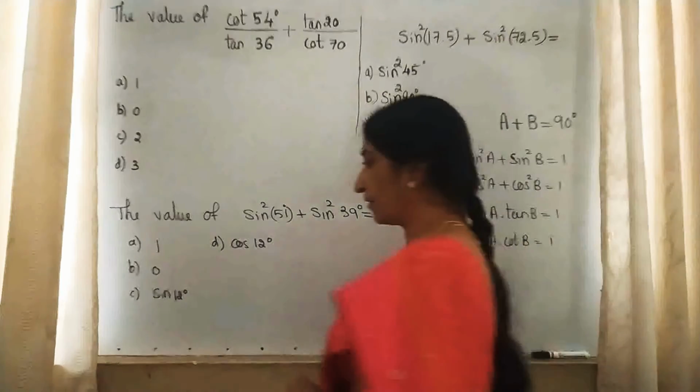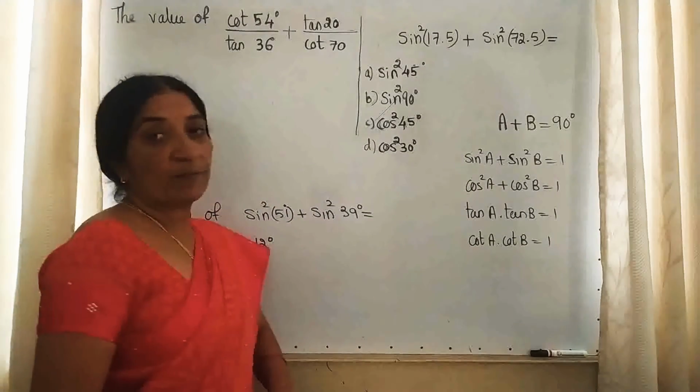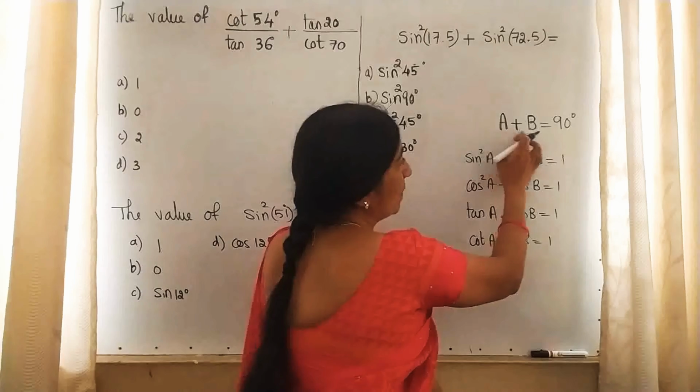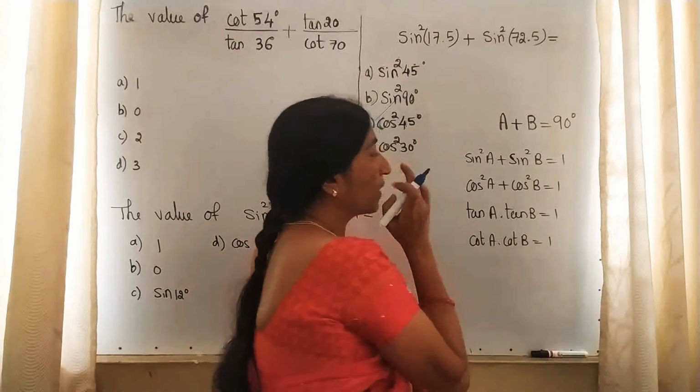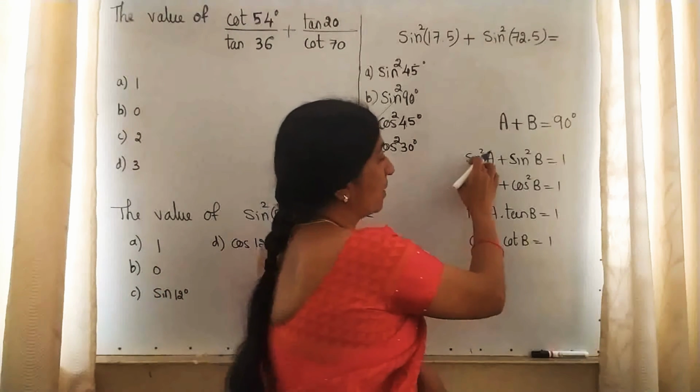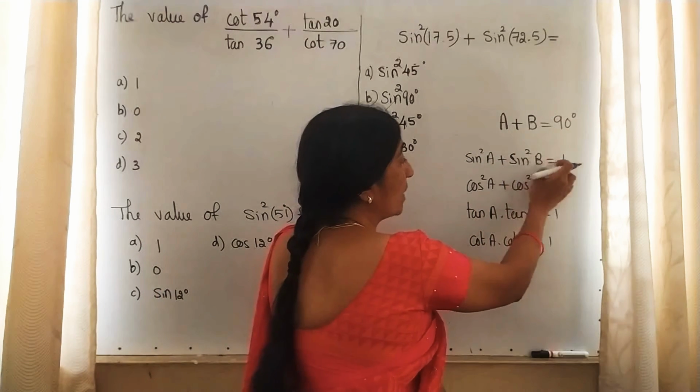See the simple tricks. Here we are familiar with the compound angles, that is, complementary angles. A plus B is equal to 90 degrees. If the sum of two angles is 90 degrees, then sin square A plus sin square B is equal to 1.